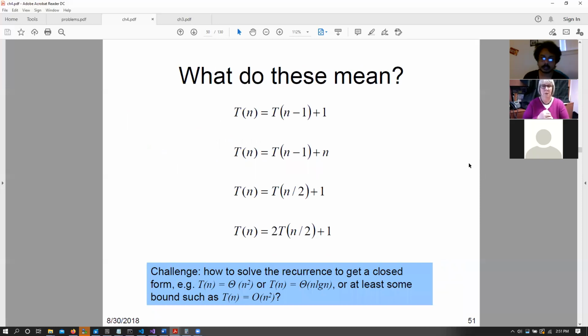Okay. So we know how to find the recurrence relations for merge sort. We know how to find the recurrence relations of insertion sort, binary search, factorials, and other problems. Now, these recurrence relations usually look like this, where we have T of n equals T of n minus 1 plus whatever, or we have T of n equals T of n by 2 plus whatever, or 2 times T of n by 2, whatever.